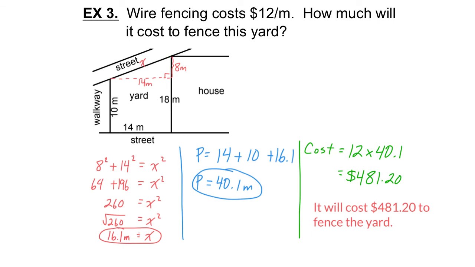So to find the perimeter of what needs to have a fence put on it, it's the 14 meters here, plus the 10 meters here, plus the 16.1 meters up here. I'm not putting a fence along the house. So I end up with 40.1 meters of fence. And the fence costs $12 per meter, so I have to multiply the number of meters by the amount per meter. 12 times 40.1 is $481.20 to fence the yard.